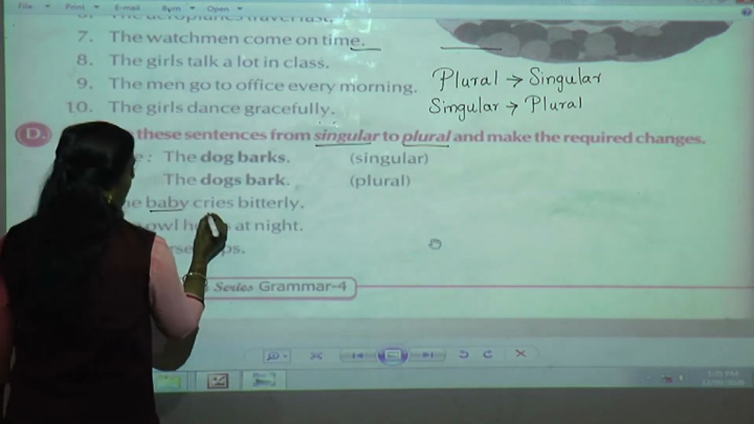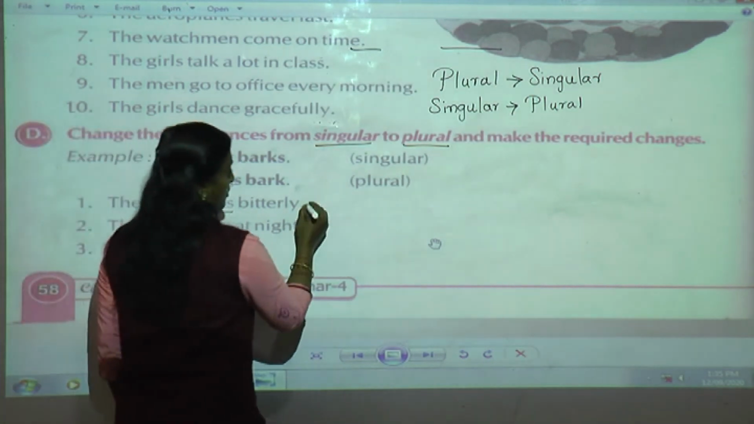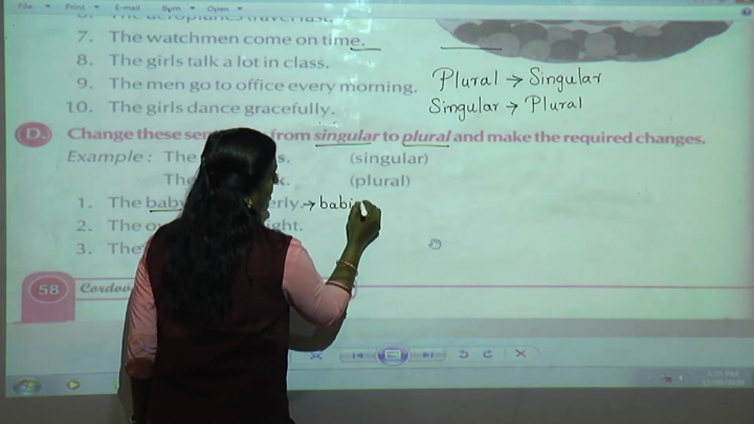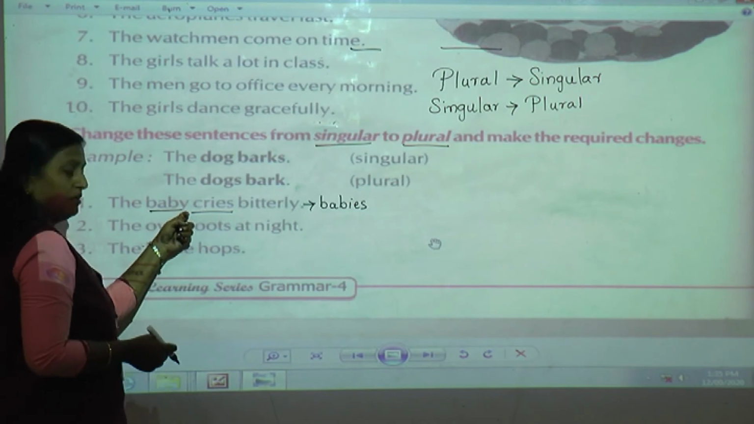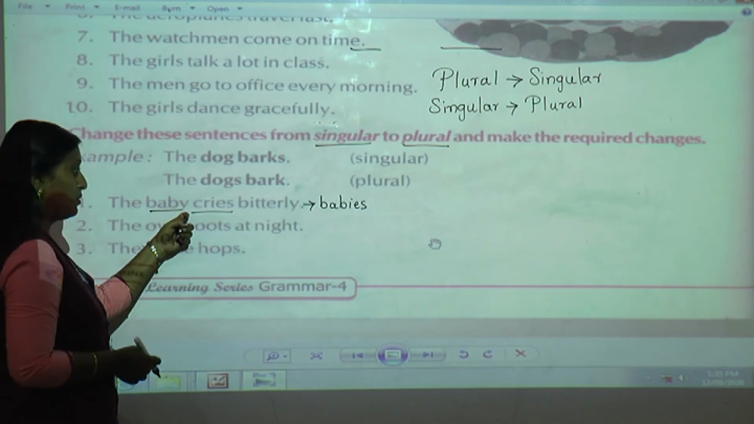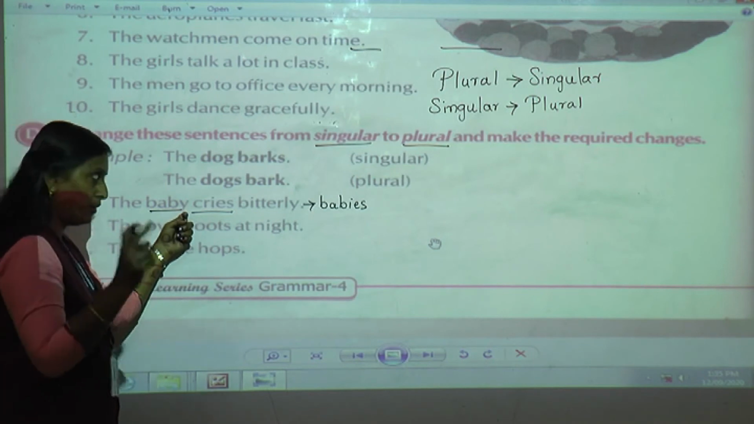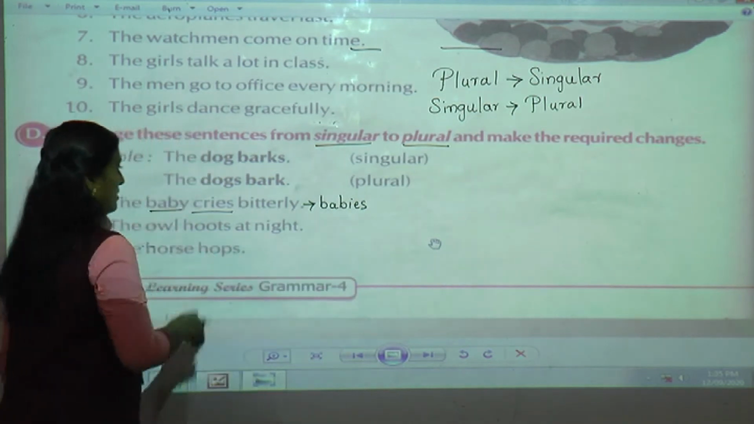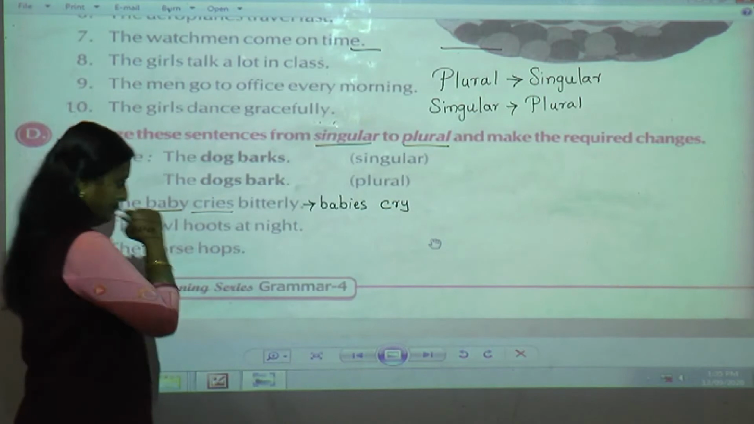The baby cries. So baby is in singular form. I will make it into plural. Babies, B-I. You should know the rules when we are making a plural form. I have taught you some rules: when a word ends with Y, we drop Y, add I and then add ES. Cries will become cry.